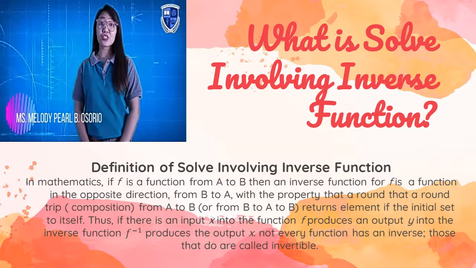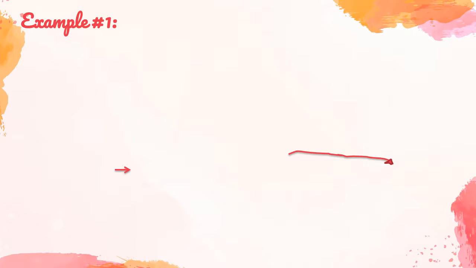Not every function has an inverse. Those that do are called invertible. Now, so we have simple examples. For example, class, let f be the function that converts a temperature in degrees Celsius to a temperature in degrees Fahrenheit. Then its inverse function converts degrees Fahrenheit to degrees Celsius.